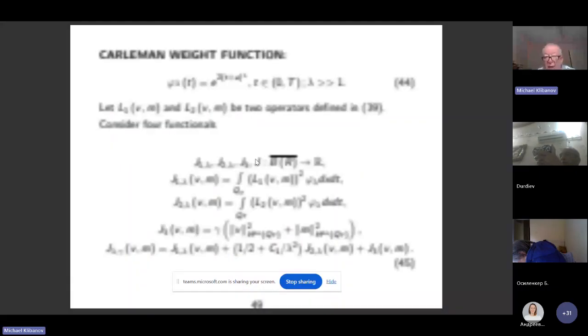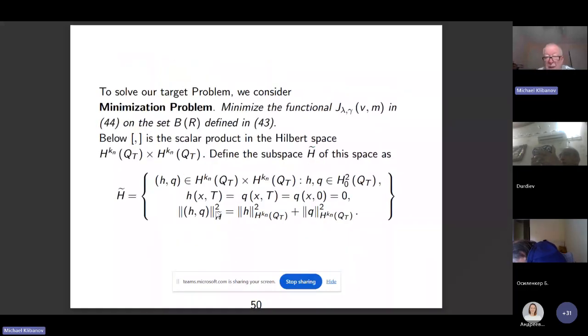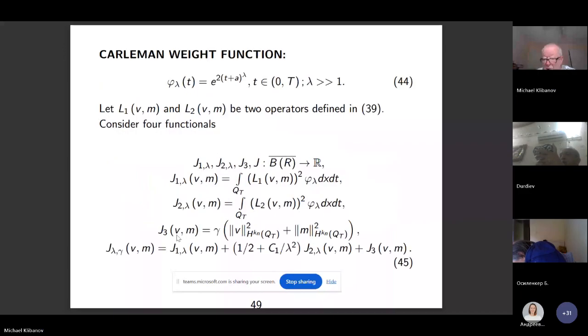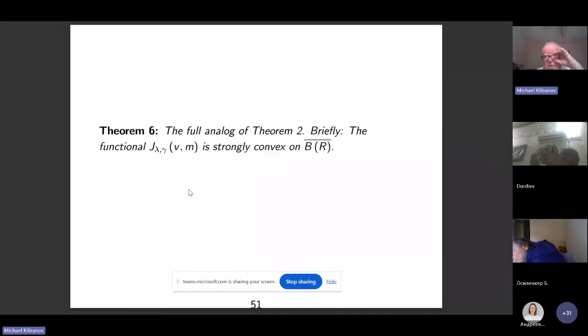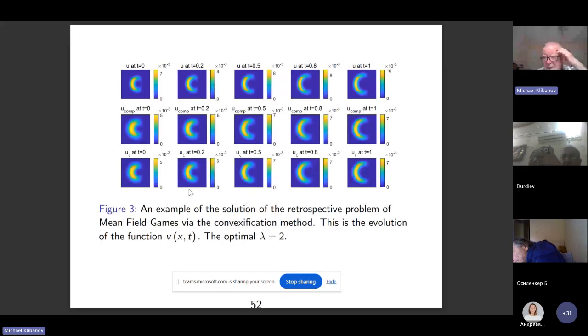Again, Carleman function. Consider three functionals. First one is L1, second one is L2, and third one is Tikhonov regularization functional. Gamma is regularization parameter. So then we minimize that function G on the set B, which is the sum of three. Minimize that function. And the full analog of the previous strong convexity theorem works here. So in this image, again, we choose the letter C and see how it changes. It's not bad, actually. Again, we use only letters because they're complicated.